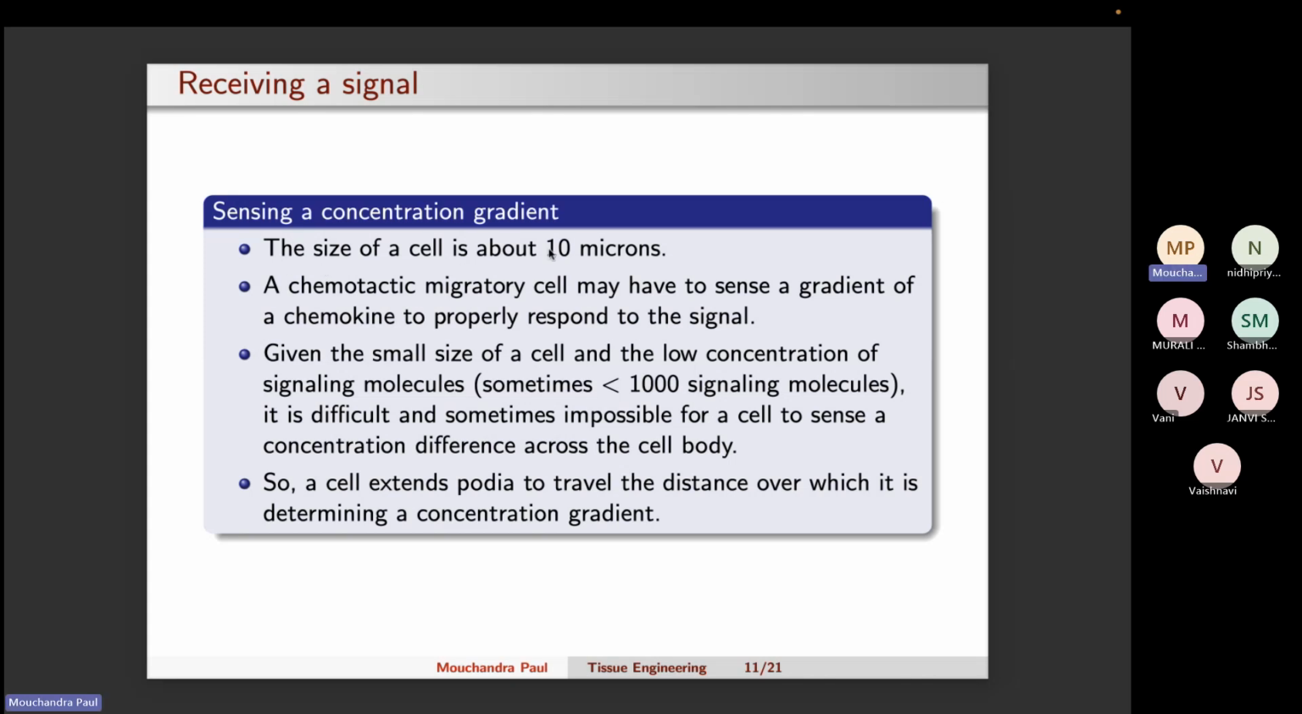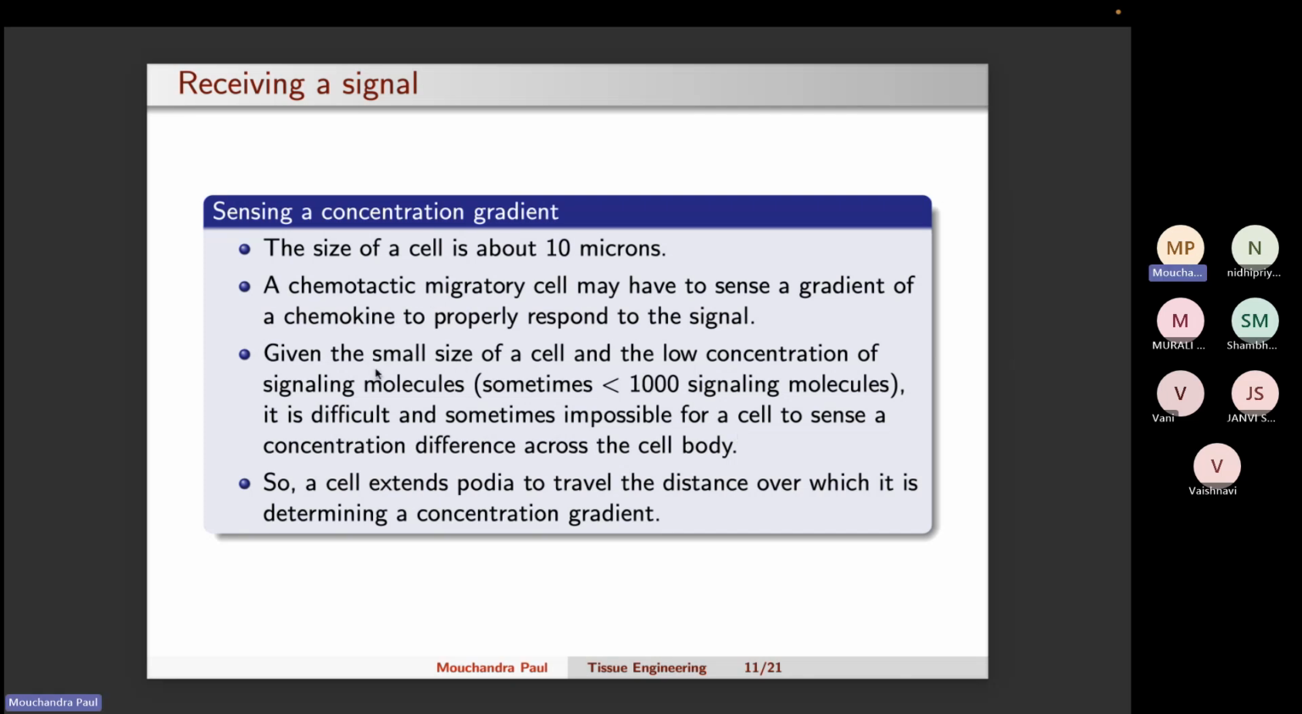Now a cell is about 10 microns in size. This is an average cell size value, so we usually take 10 to 20 micron cell size. The chemotactic migratory cell may have to sense a gradient of chemokine to properly respond to the signal. Given that the cell size is very small and the concentration of the signaling molecule is also very low, sometimes fewer than 1000 signaling molecules reach the target cell. So it might be very difficult and sometimes impossible for the cell to sense a concentration gradient across its body.